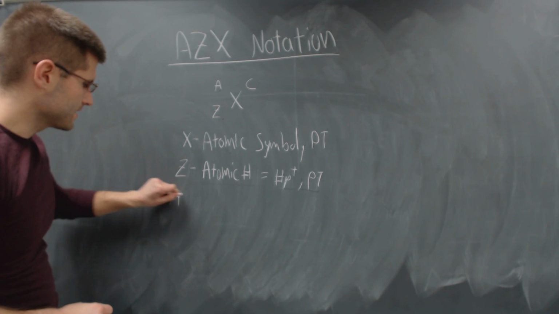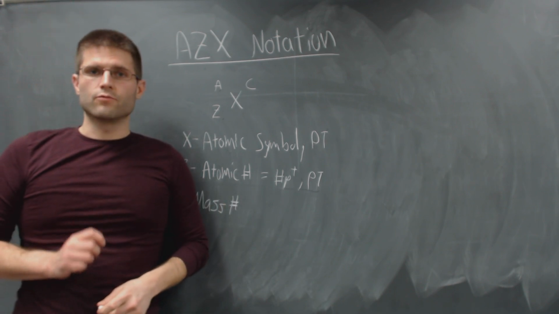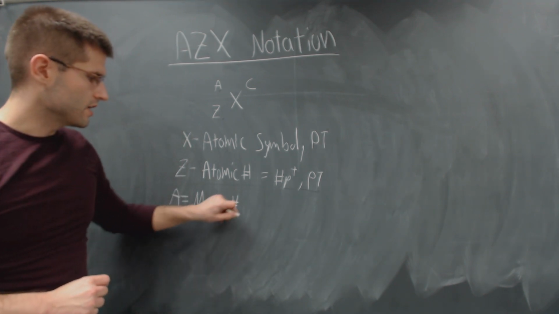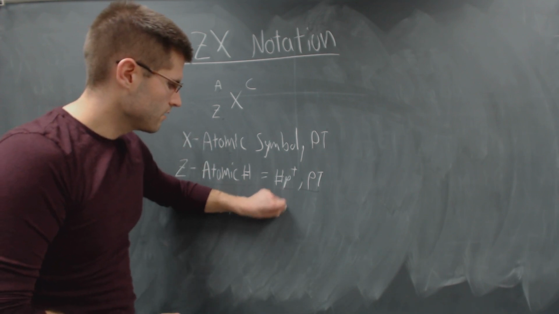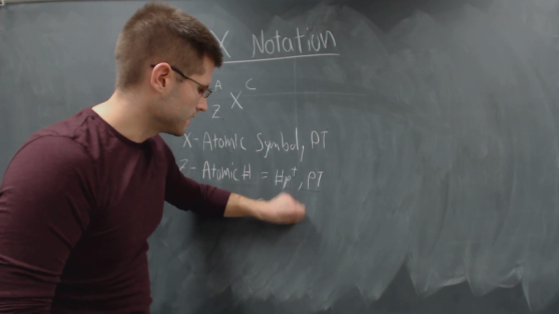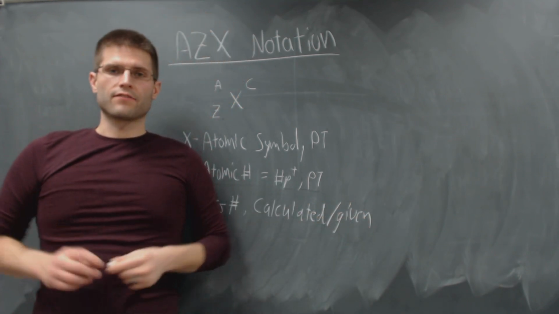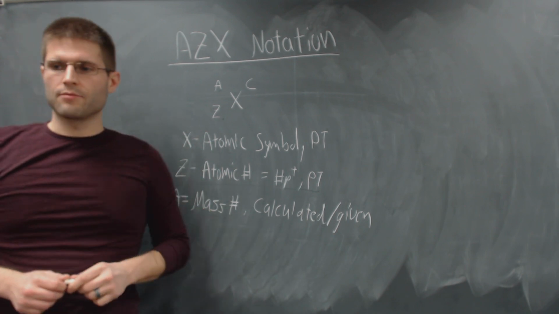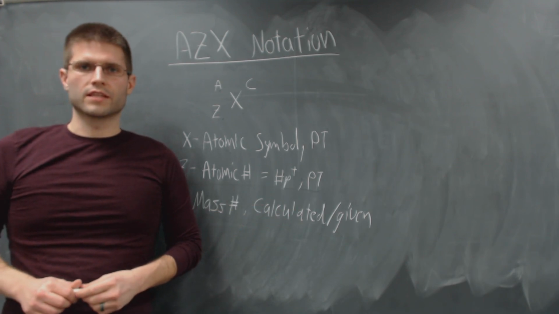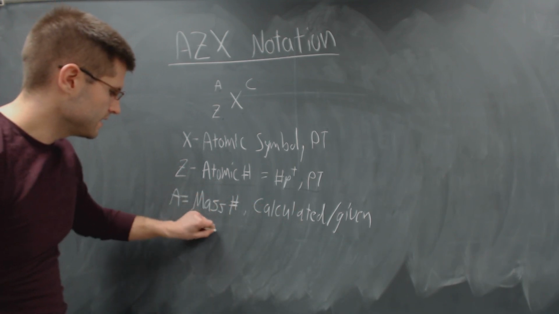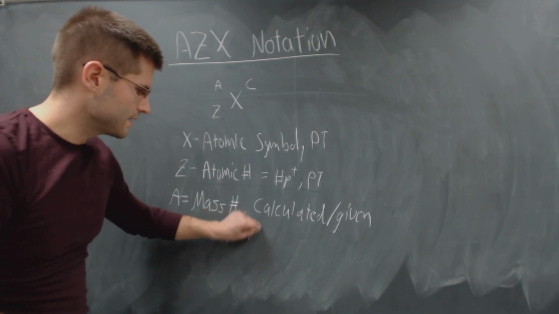Let's go to A. This is called your mass number. Do not confuse this with the atomic mass. The mass number is not found on the periodic table. It has to be calculated, or is given to you. You can never just read it off the periodic table. The number on the periodic table that a lot of people confuse this with is the atomic mass. Do not use that number when dealing with the mass number. The equation for this, the mass number, is going to be equal to the number of protons plus the number of neutrons.